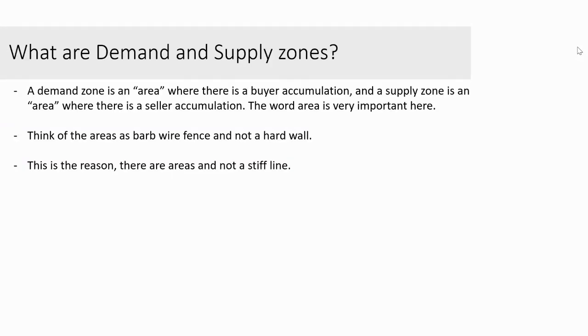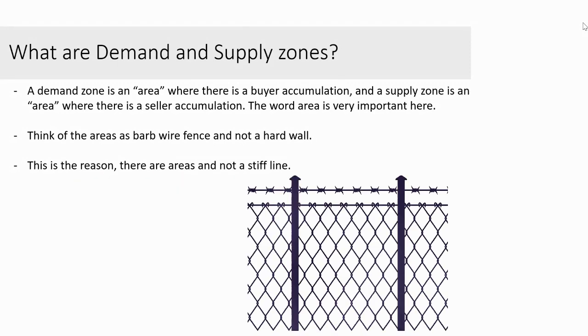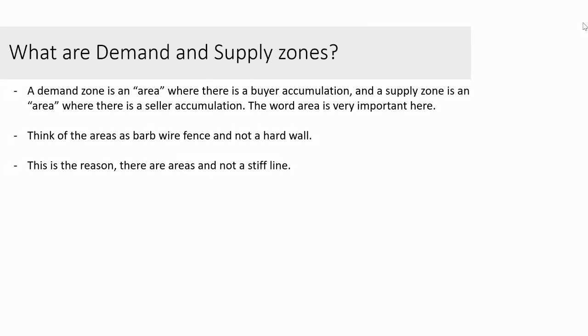So demand and supply zones are basically areas. The demand zone is an area where there is buyer accumulation, and supply zone is an area where there is sell accumulation. I understand the same statement was made for support and resistance as well, but here the word area is important. You need to understand that support and resistance areas are not hard walls, they are like a barbed wire fence. So a price can push through that.